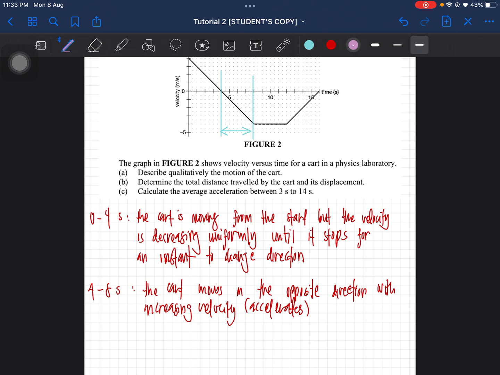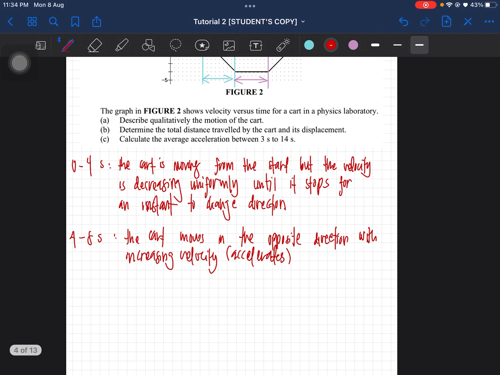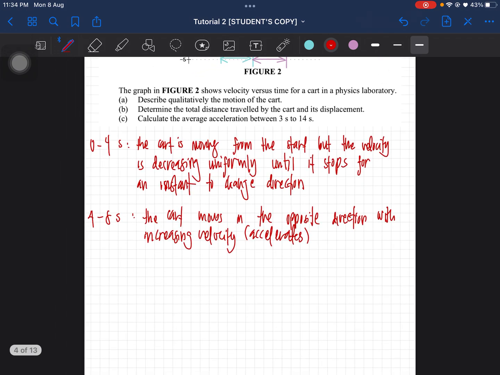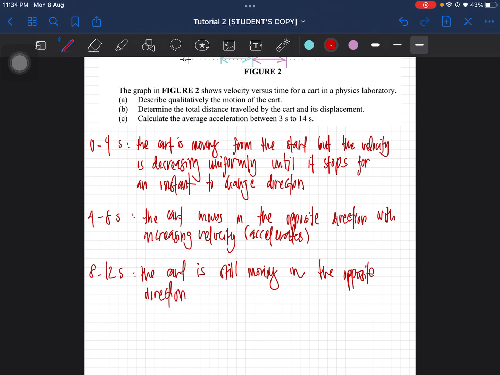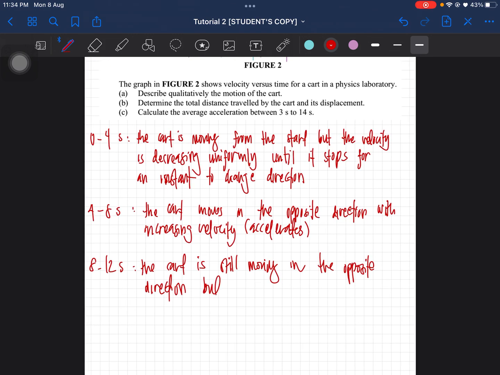Then from 8 to 12 seconds. 8 is until here. If we look at this, the object is moving at a constant velocity. So we can write the cart is still moving in the opposite direction. Why did I write in the opposite direction? Because it is still at the negative value. So it is still moving in the opposite direction, but with a constant velocity.